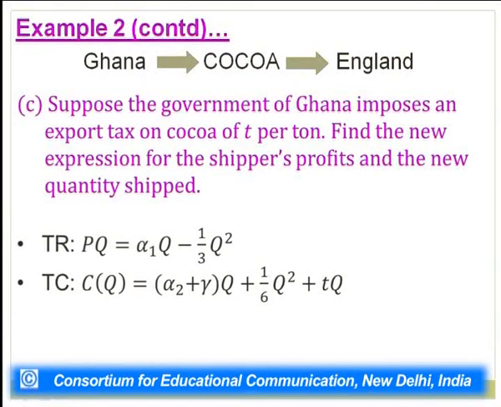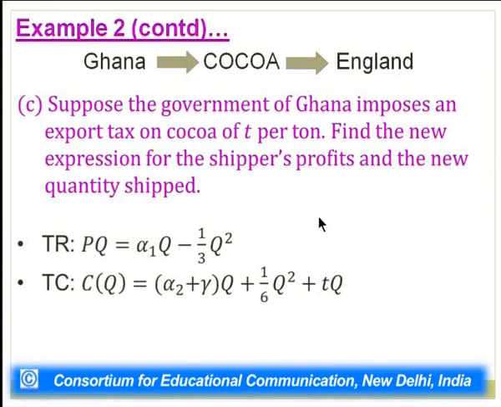Okay, so let's now bring in another interesting twist here, which is, let's suppose the government of Ghana imposes an export tax on cocoa of T per ton. So that is to say that if the government of Ghana imposes an export tax of T per ton, the total cost of the cocoa shipping firm is now going to go up by T times Q, assuming that this firm has to bear the entire burden of the tax. So T times Q would be the amount by which the total cost of this firm goes up.